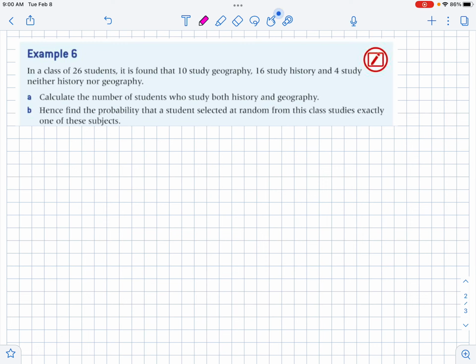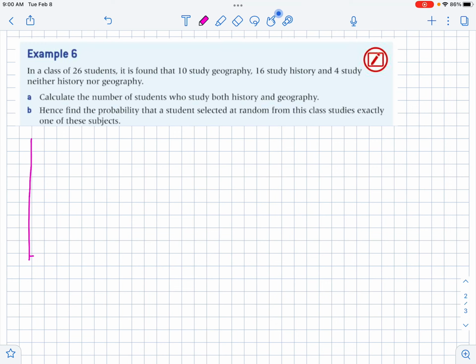In a class of 26 students, it is found that 10 study geography, 16 study history, and 4 study neither history nor geography. Calculate the number of students who study both history and geography, hence find the probability. Okay, so they don't tell us to draw a Venn diagram with this, but I think that a sample space like a Venn diagram can be really helpful.